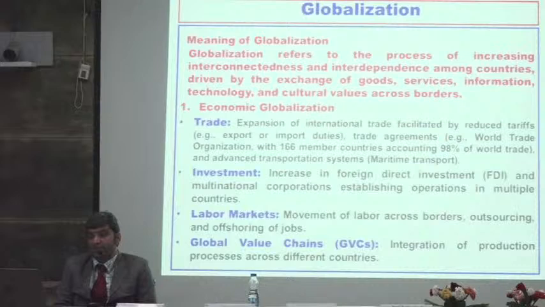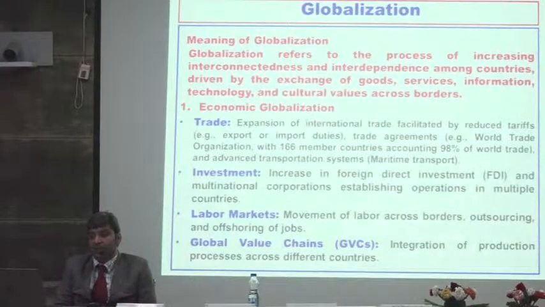Another aspect may be investment. Investment may be in the form of FDI. An increase in foreign direct investment and multinational corporations establishing operations in multiple countries is an indicator of globalization. If FDI is increasing and there are a large number of multinational corporations which have operations in more than one country, then this is also an indicator of globalization.